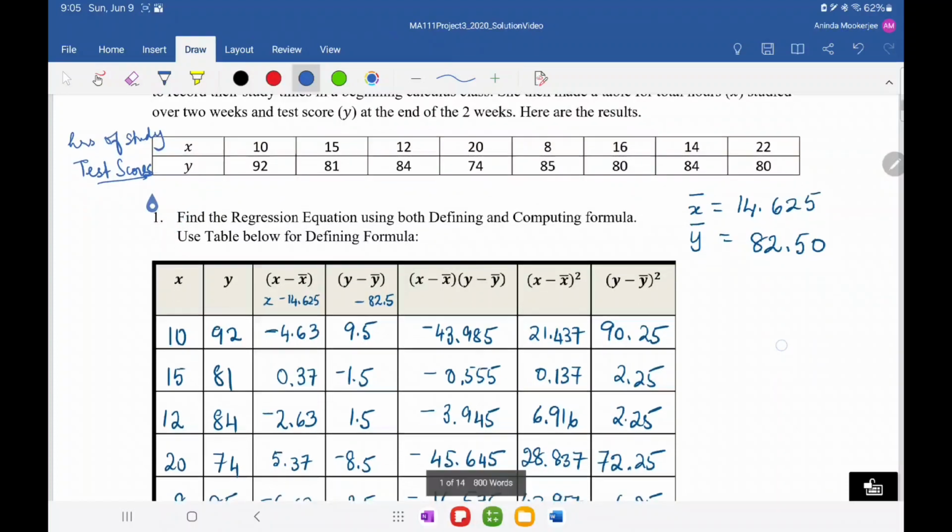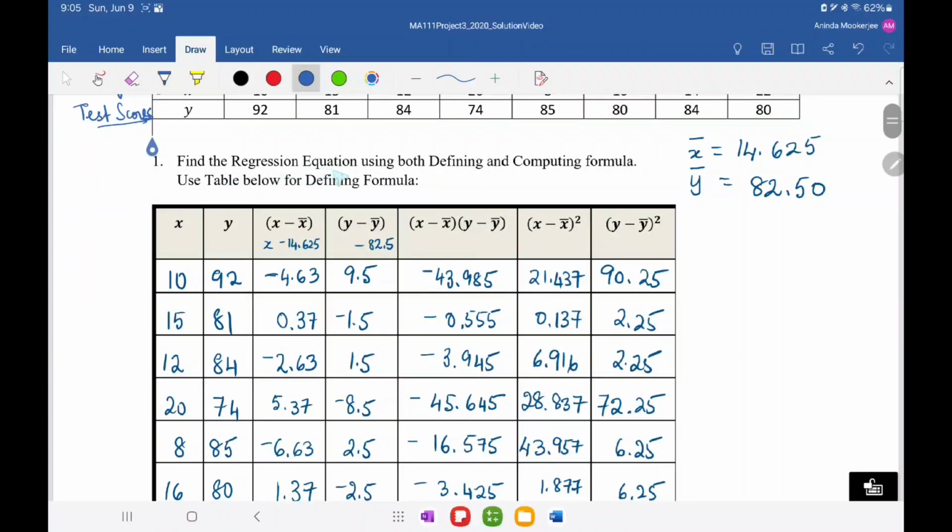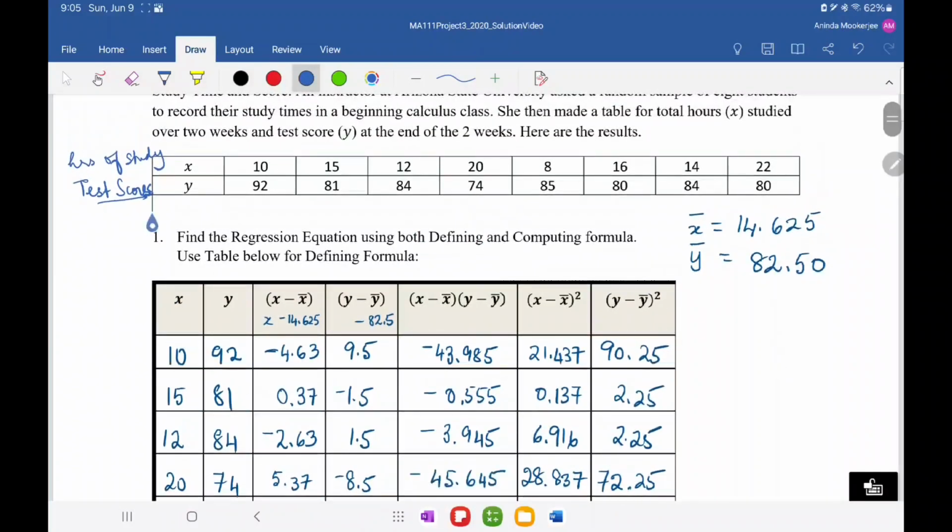All right. So we have to come up with a regression equation using both the defining and computing formula. And I will just explain the workings here. We are first going to use the defining formula to come up with the regression equation. And then with the computing formula as well, we should get the same equation.